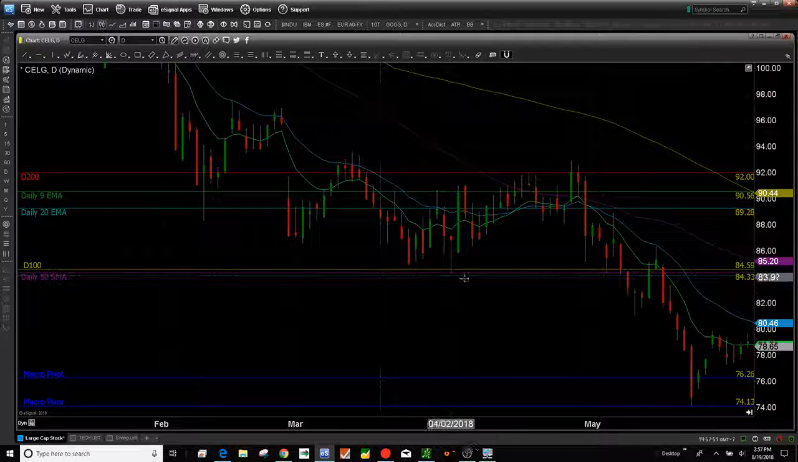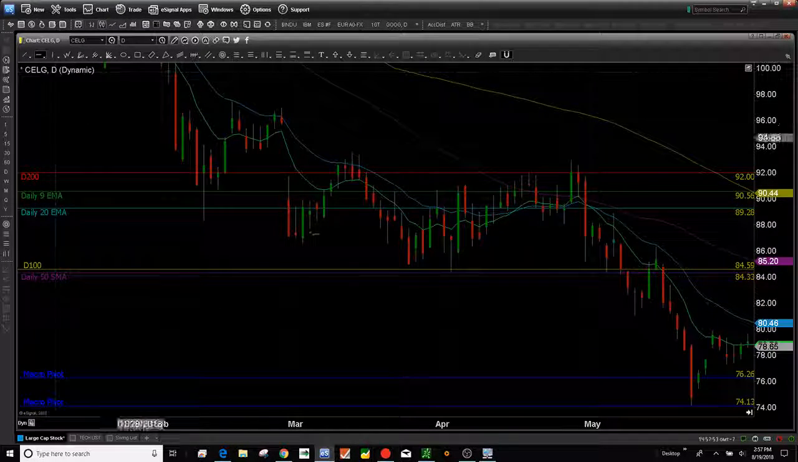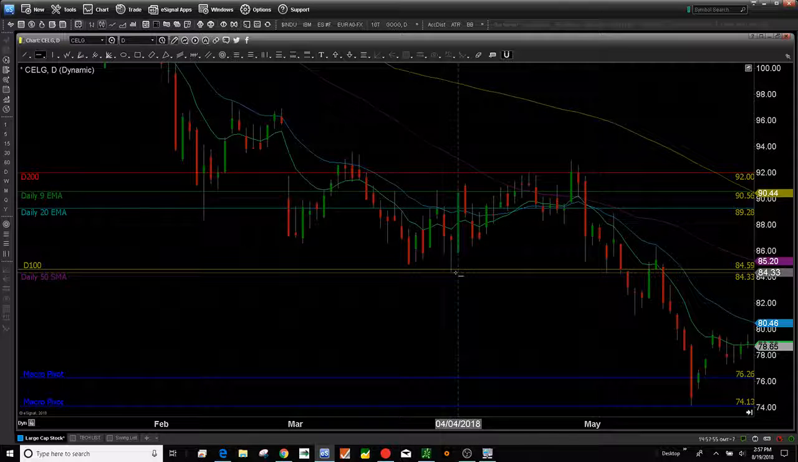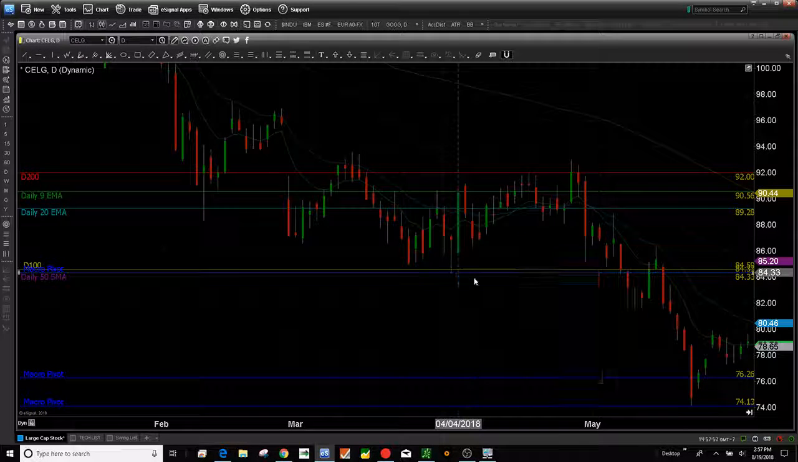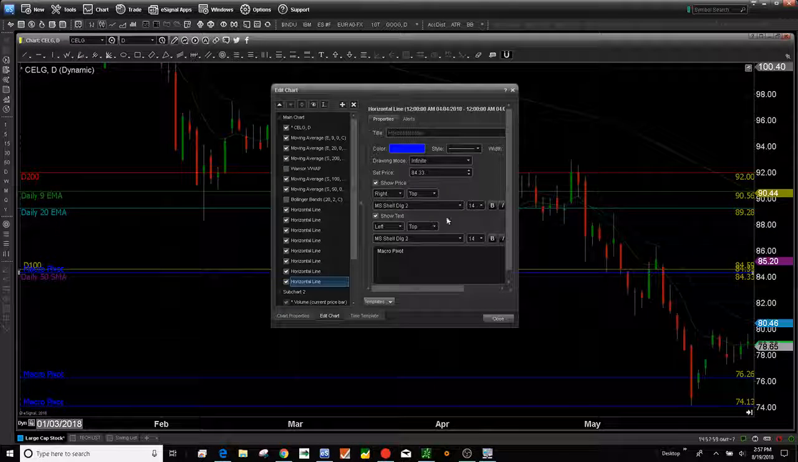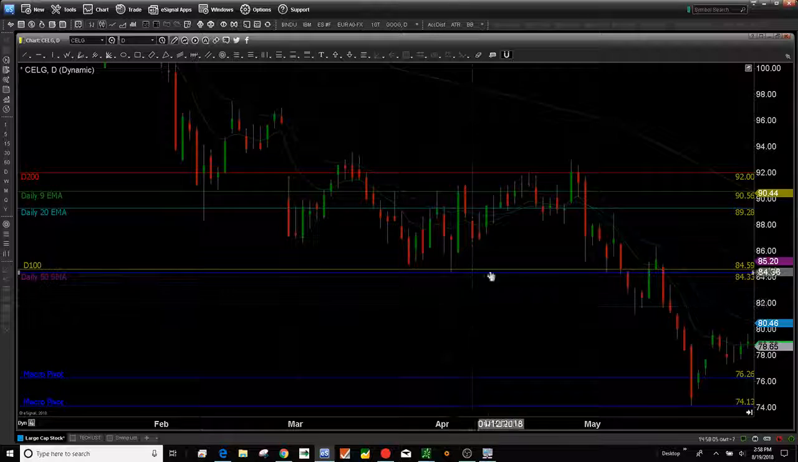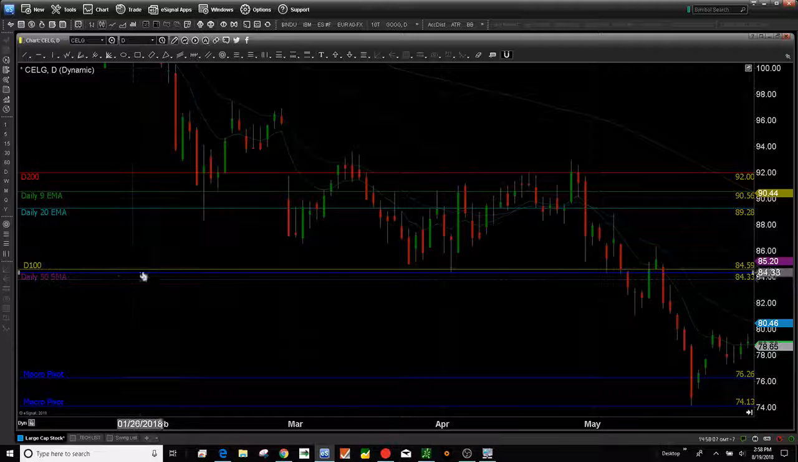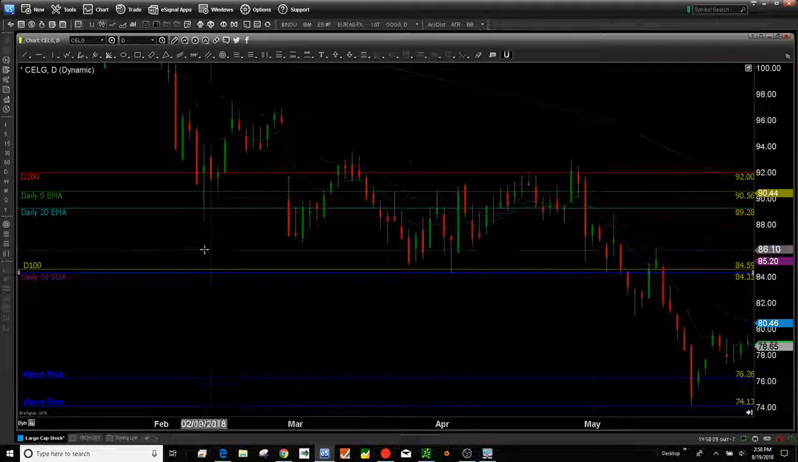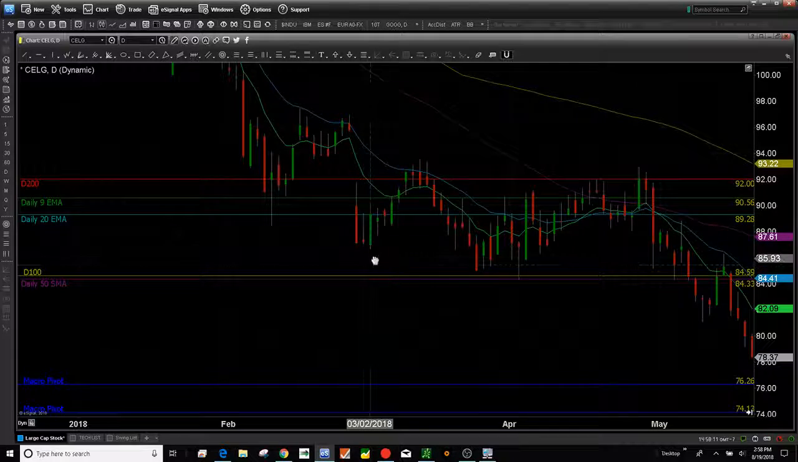Right here where the 50 is, that's also, I would say, a macro pivot. So that's definitely a ton of support there. I'm not going to mark the price, but you'll know that that's a macro pivot along with the 50 SMA and the 100 SMA all next to each other.